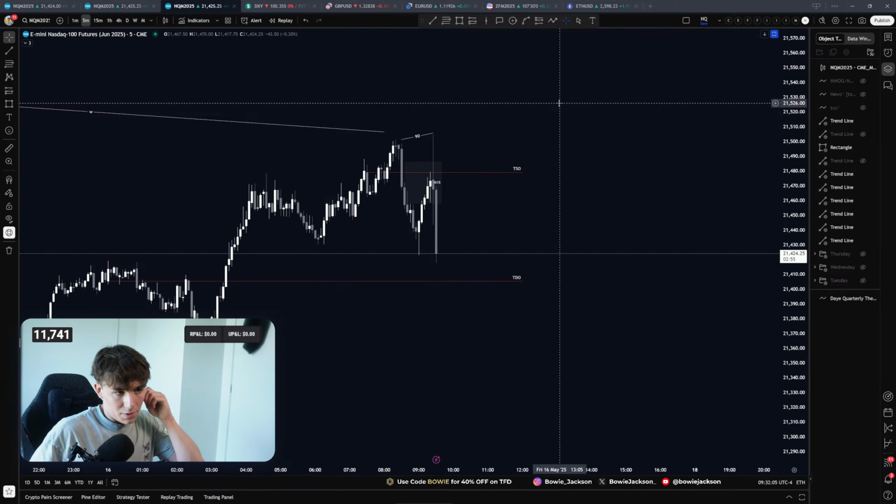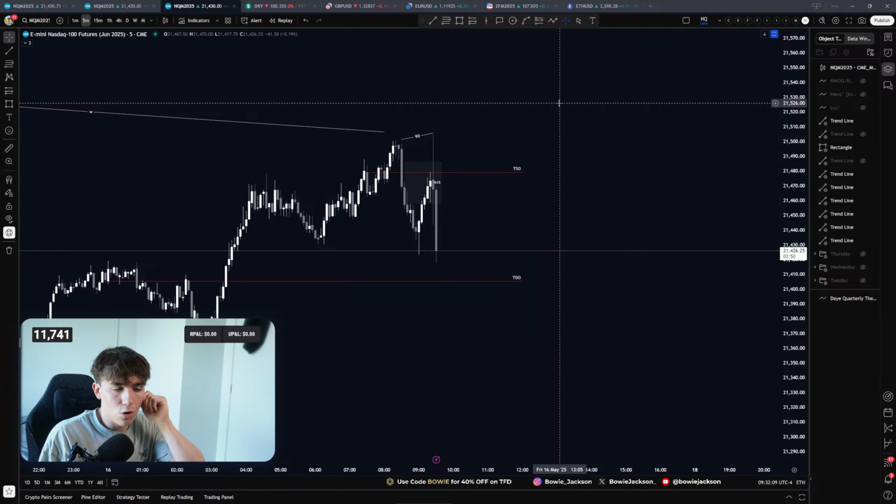Shorts look the best from here, but maybe wait for a 5-minute gap to open up.